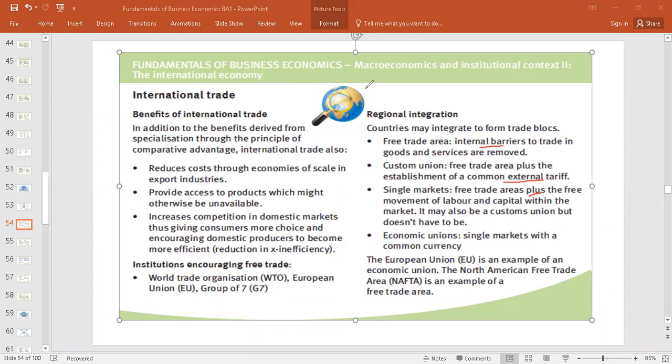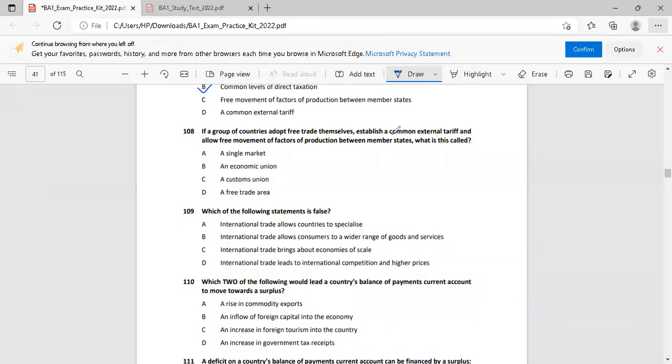Now, economic unions are when the currency is common. So let's also check if the currency is common. Establish a common external tariff. After that, allow free movement of factors of production, but there is no mention about a common currency. So if it becomes a common currency, then it becomes an economic union. But because it has only three aspects, no internal barriers for free trade, a common external tariff, and free movement of factors of production, it would be called a single market.